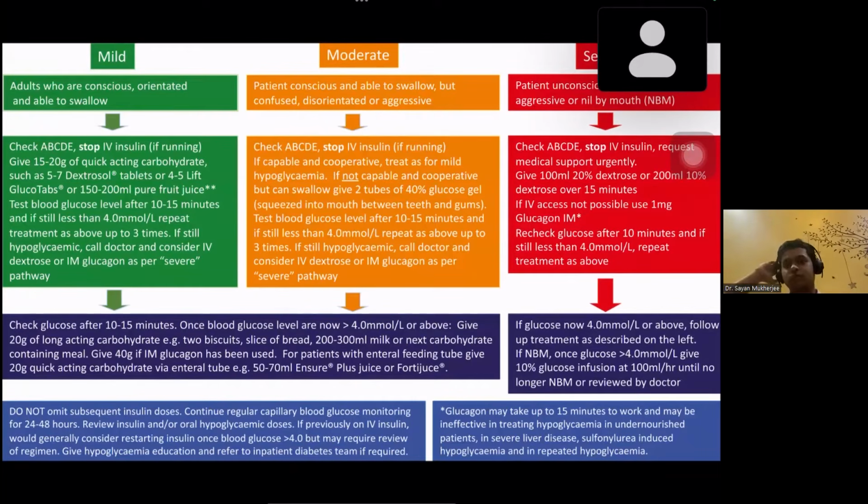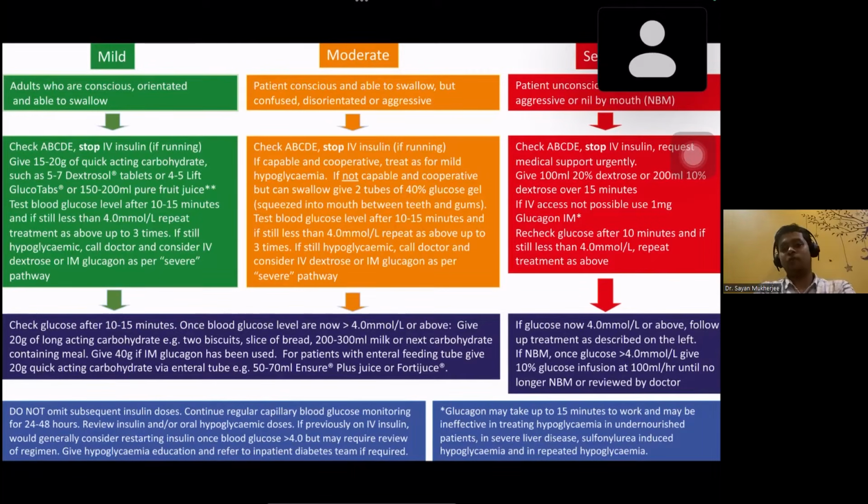So whatever you do, the ABCDE first. Once you have done that, remove any IV insulin. That is, maybe he is receiving insulin in the ward, stop it. If he's able to swallow and he's conscious, give him something orally. There's something called dextrosol tablets, just glucose tablets. If you don't get glucose tablets, you can use a glucose powder, which is commonly available. You make a solution of the glucose powder and give him 100 to 200 ml, or give him fruit juice, which has a lot of sugar in it, and you check the blood glucose after 15 minutes.